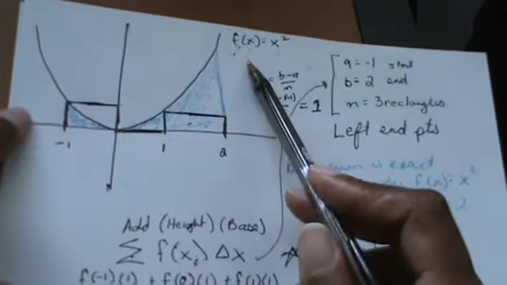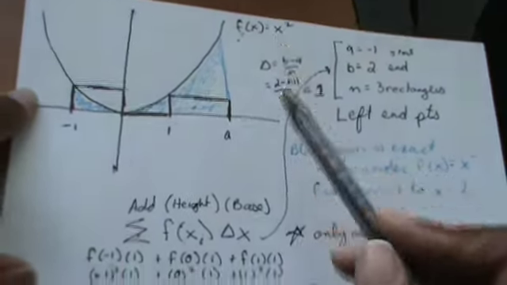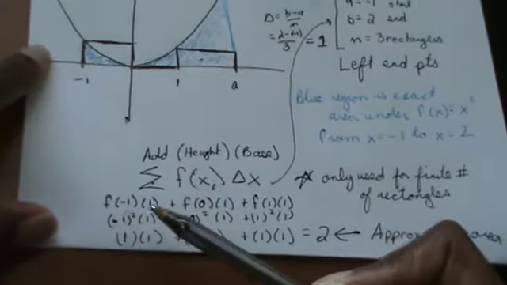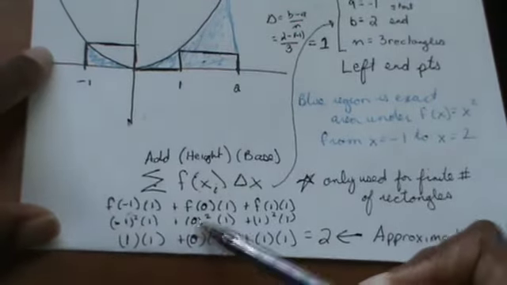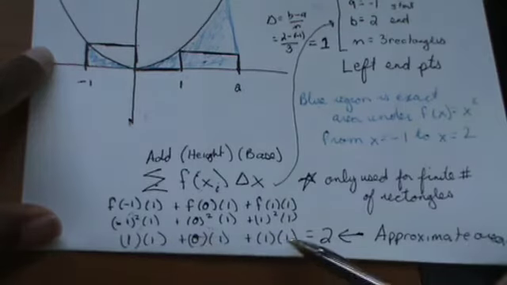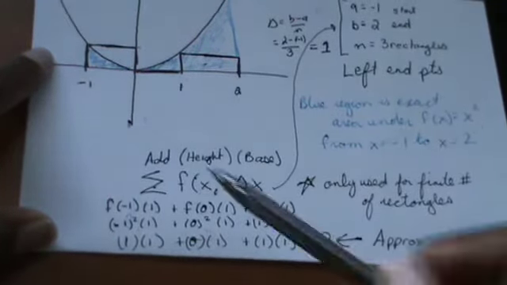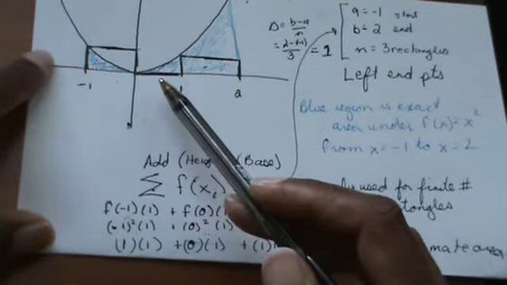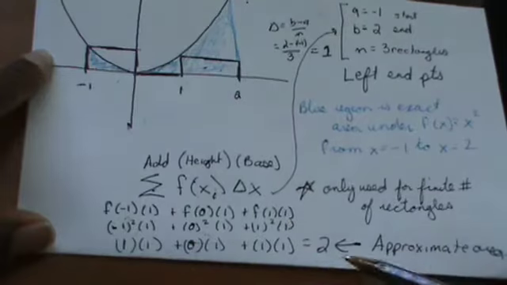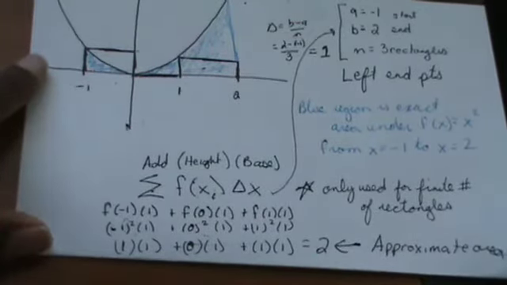This says f of x is x squared, so for every single x value, I'm just going to square it. So down here, f of -1 is -1 squared. f of 0 is 0 squared. f of 1 is 1 squared. So when I do my final calculation and I add this together, I get that the approximate blue area would be 2. It's not the best approximation, but it's better than nothing.